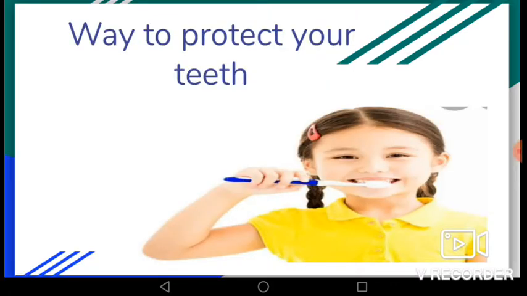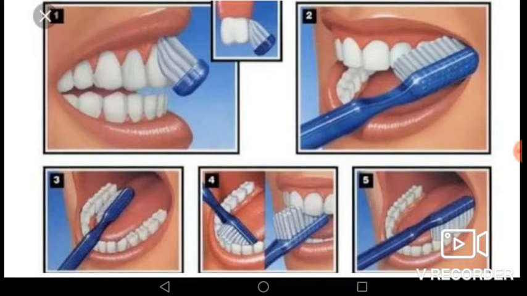Now there are different ways to protect your teeth, like brush your teeth at least twice a day, once in the morning and once before going to bed. Use an up and down motion to brush teeth. Brush the top teeth downwards and the bottom teeth upwards. Brush the back of the teeth. Brush the flat surface of the premolars and molars.